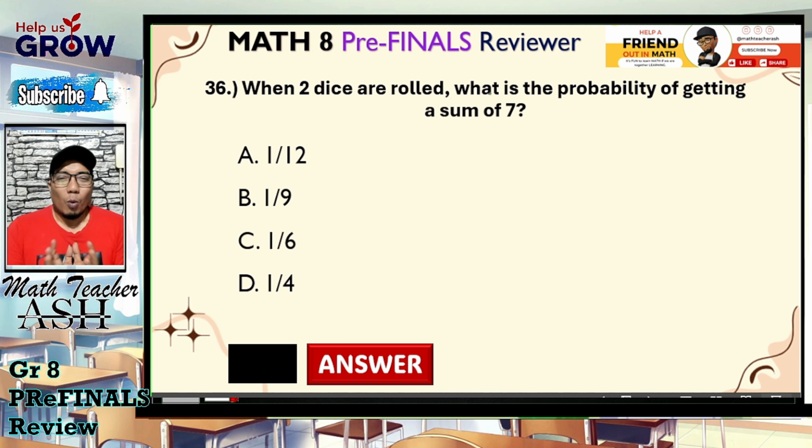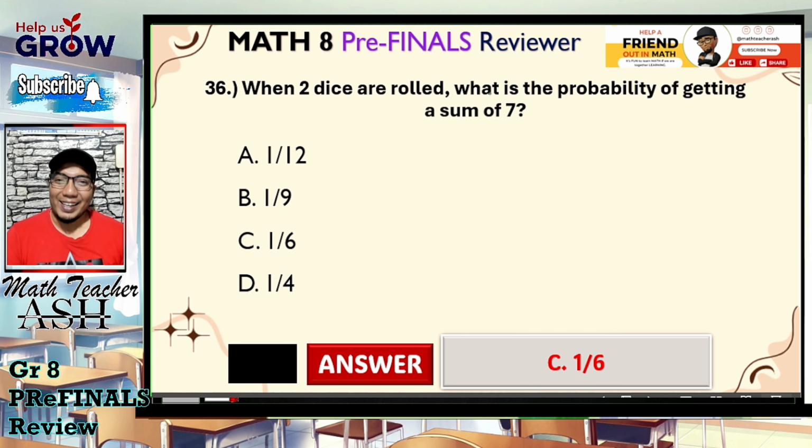So earlier, how many combinations did we have? Very good. There are 6 pairs of combinations. So that is 6 out of 36. And if you get the lowest term, that is 1 over 6. Letter C is the correct answer, my dear math learners. Let's check whether we are correct. Easy, right? So I hope you got that one, my dear math learners.